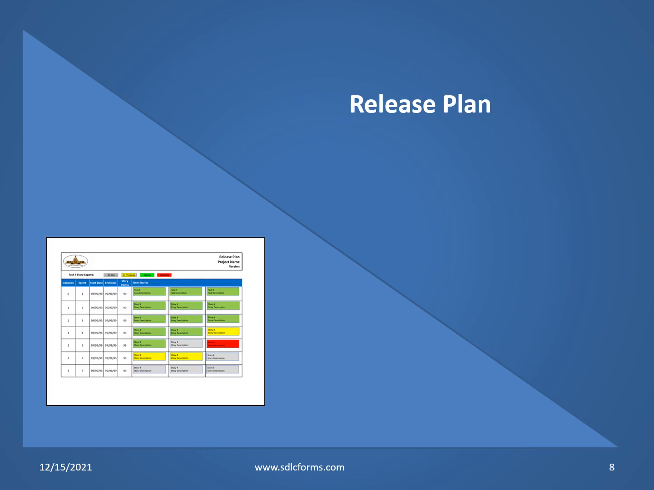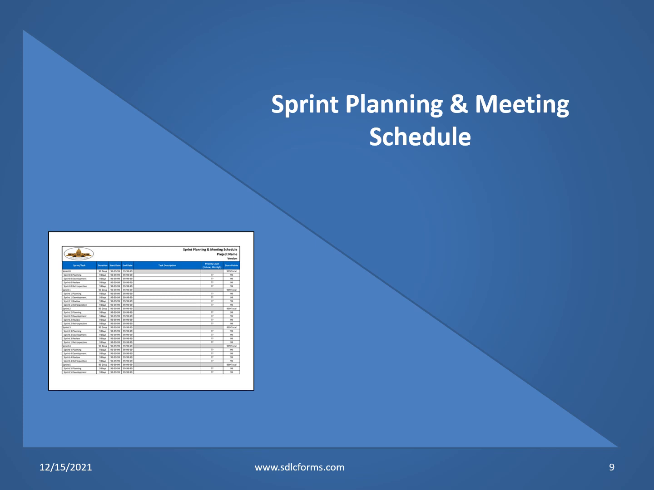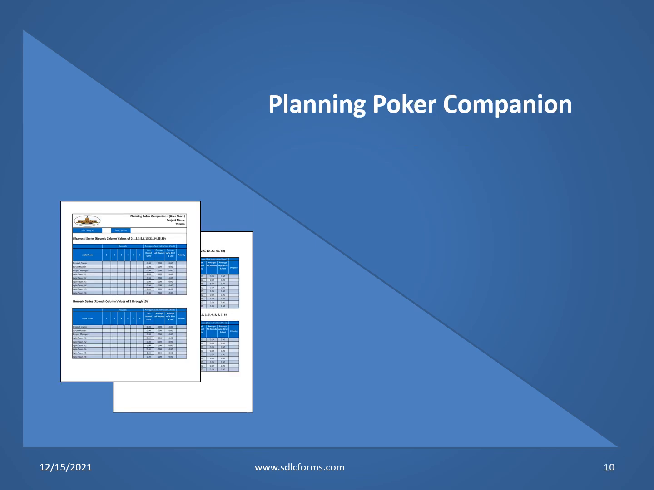A release plan communicates, to the level of accuracy that is reasonable, when the release will be available, what features will be in the release, and what user stories are included in the release. The sprint planning and meeting schedule provides a vehicle for recording a status of sprints and associated tasks for a given period.